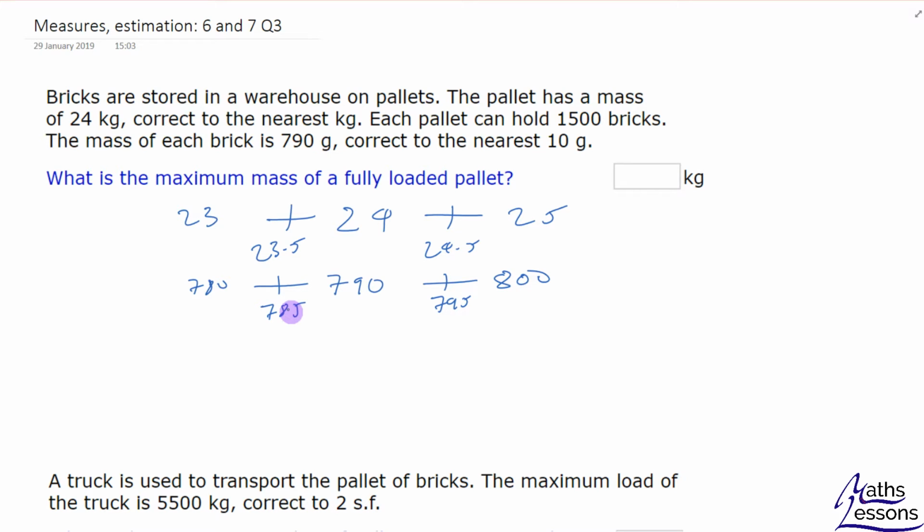So we want to find the maximum mass of a fully loaded pallet. So we're going to take the maximum for the pallet, and we're going to take the maximum for mass of each brick. So what we get is 24.5. That's kg, noticing kg. And each pallet holds, sorry, not times, add on to that what it holds. So add on to that 1500 bricks. Each brick's maximum is 795, and that's grams, so we have to divide by 1000.